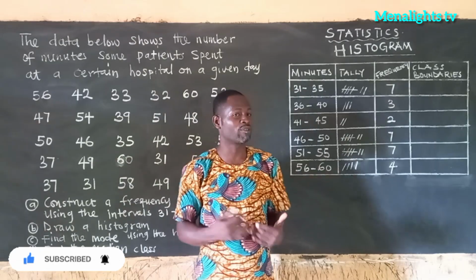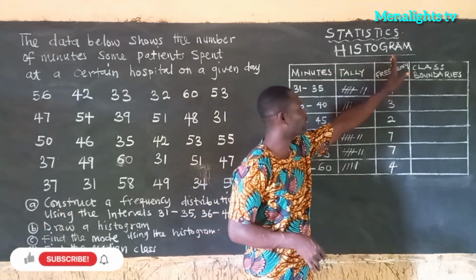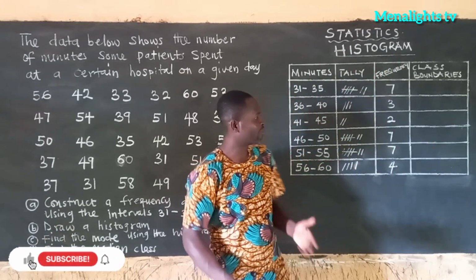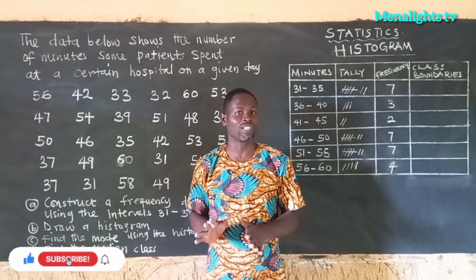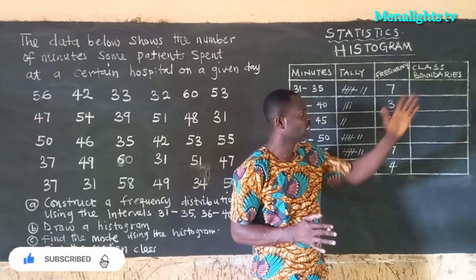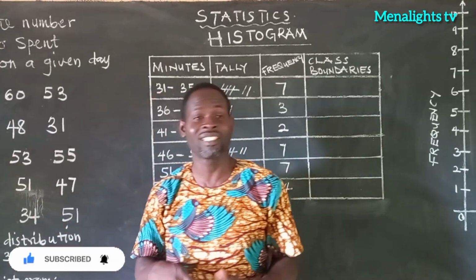So the first question says you have to draw a frequency table. From the minutes, tally, and the frequency, that is the frequency table. The reason why I added the class boundary is because we are going to use the class boundary to draw our histogram. You have to find the median class.